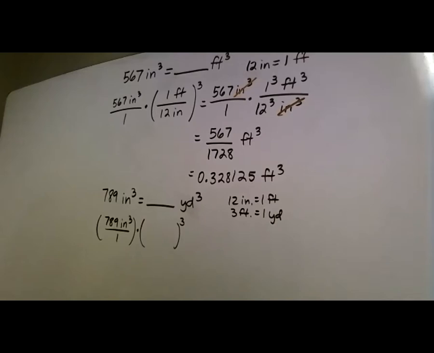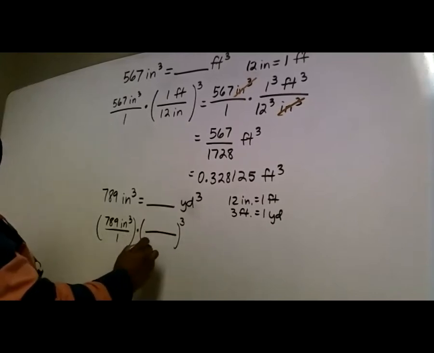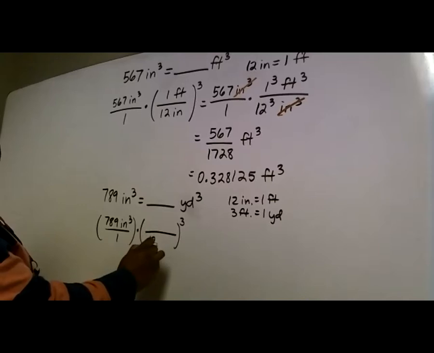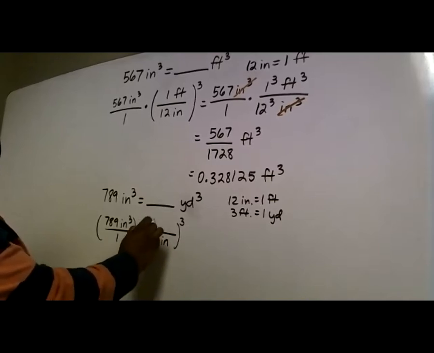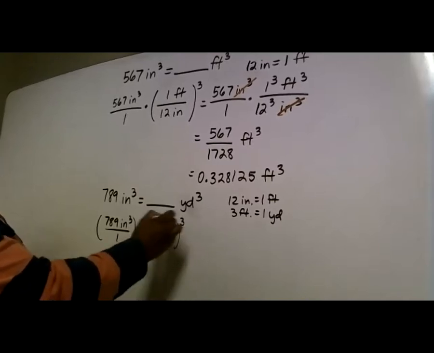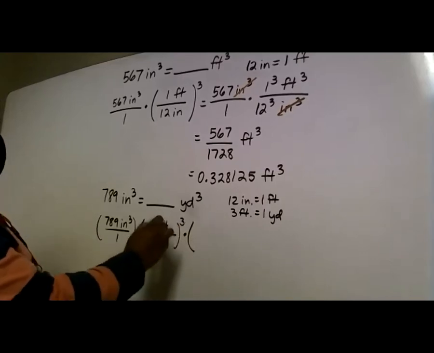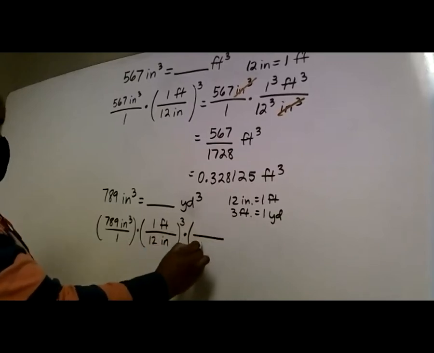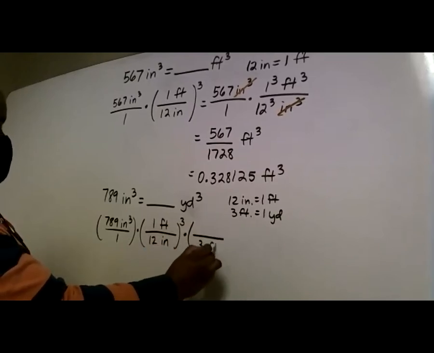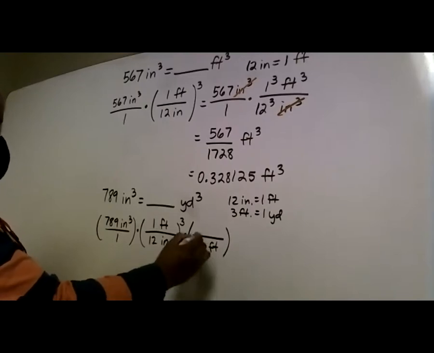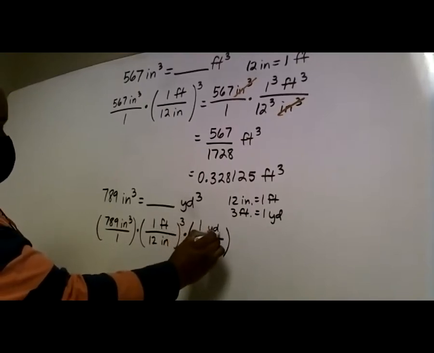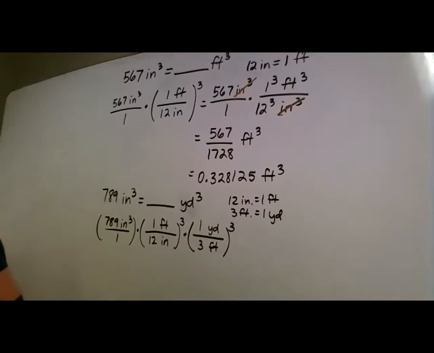So now let's go from inches to feet and then from feet to yard. So I know the 12 inches, to get rid of the inches, the 12 inches has to go on the bottom. 1 foot has to go on top. And it's going to be cubed times. And I want to go from feet to yard. So that means the 3 feet, which is what 1 yard is equal to, goes in the denominator. 1 yard has to go on top. That has to be cubed because I'm dealing with cubic units.